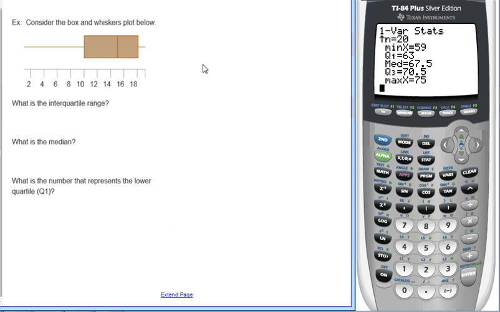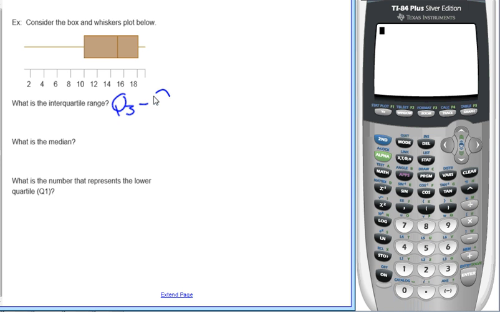All right, now if I'm given a box and whisker plot, and I want to know the interquartile range. Remember, the interquartile range is the box part. So I can see here it's 18 and here is 10. My interquartile range is not the same as the range. My range is max minus min. My interquartile range is Q3 minus Q1, or the box.